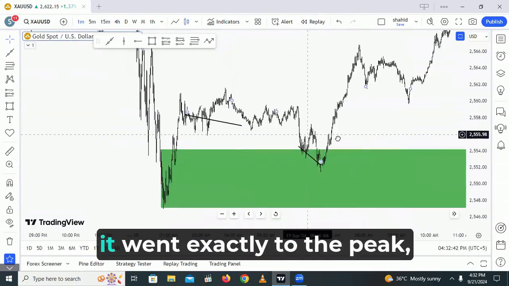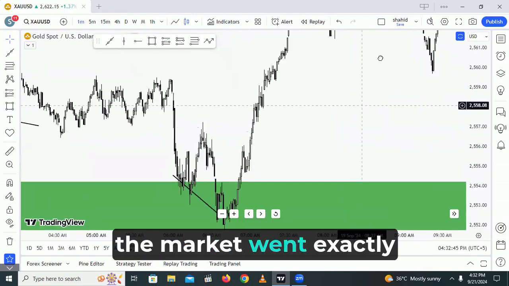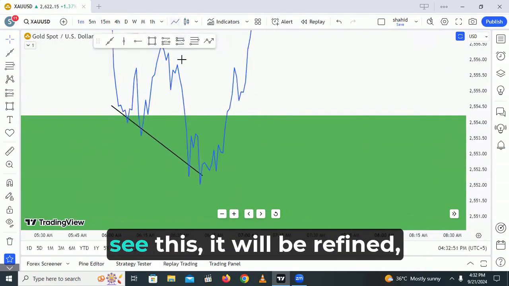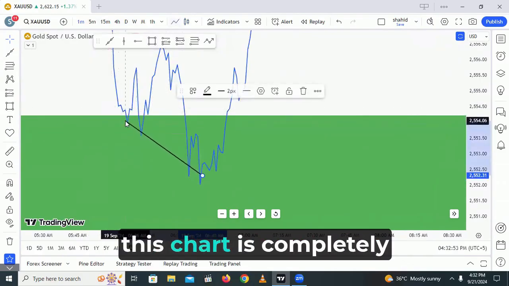Here, if you see, the market went exactly to the peak. What you have to do is refine that trend line from here. See this, it will be refined. This chart is completely refined.